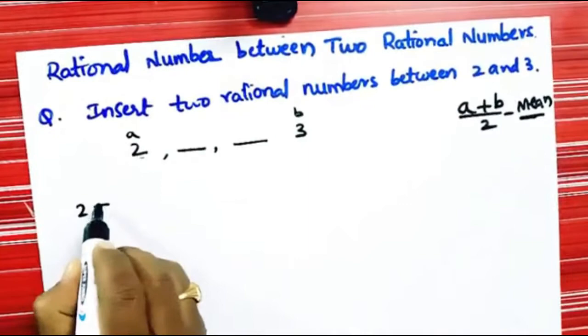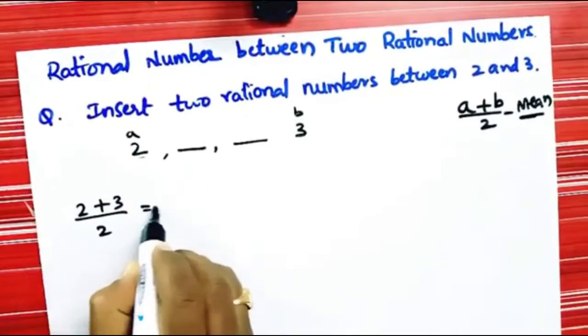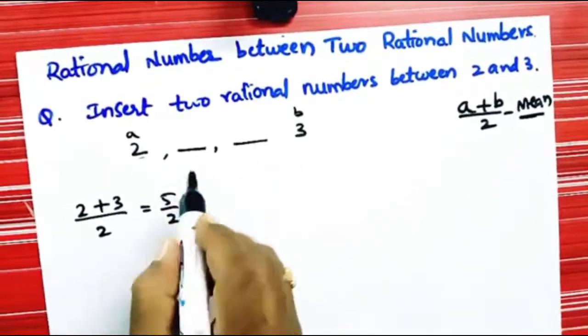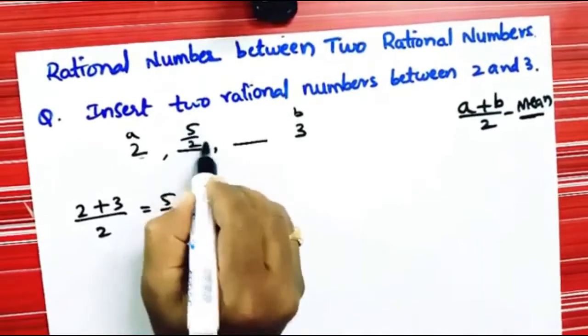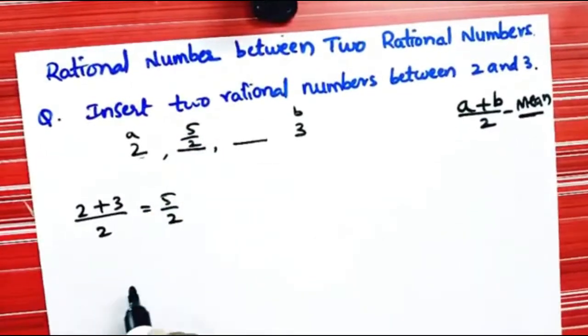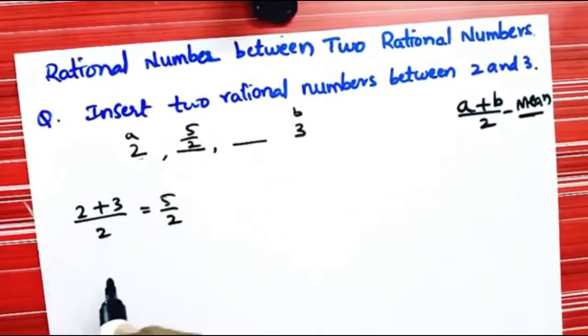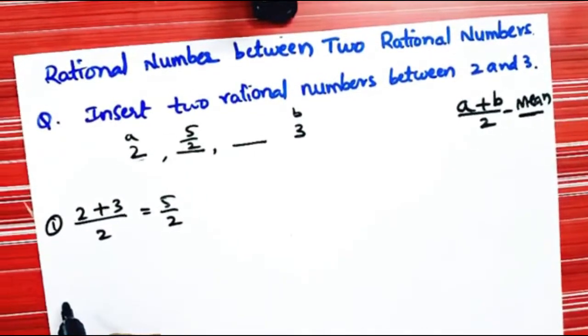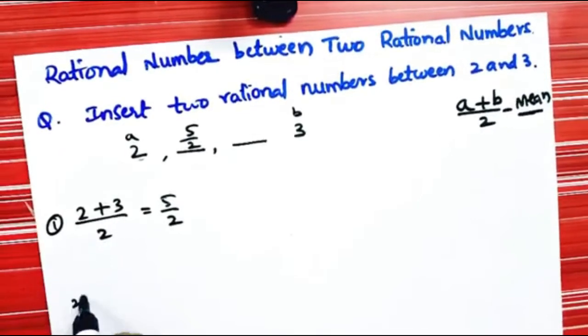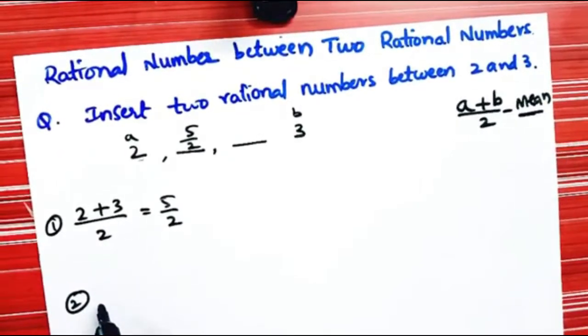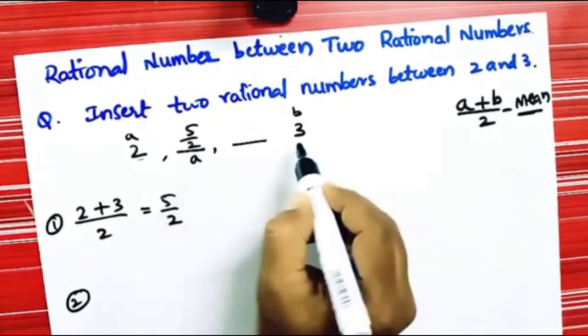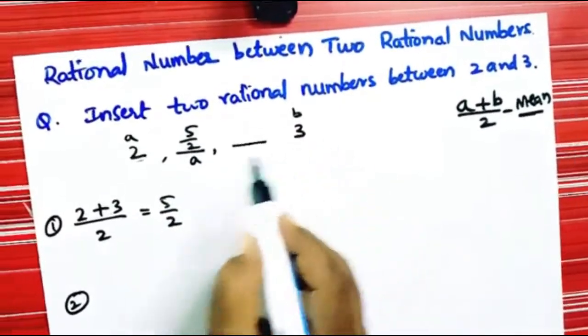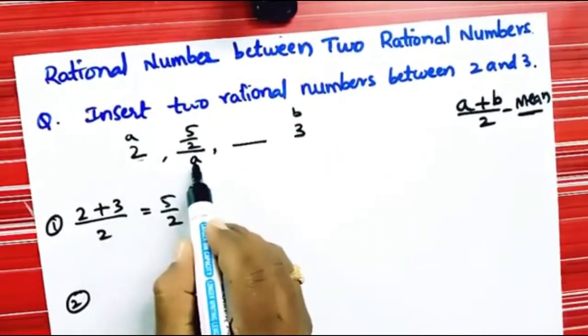So 2 plus 3 by 2, then you will get 5 by 2. So you will get 5 by 2 as the first number. Next, we need one more rational number. To get one more rational number, you can take this as a and this as b, or you can take this as a, or you can take this as b.